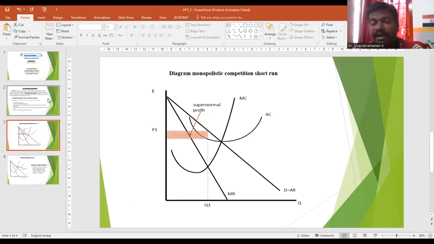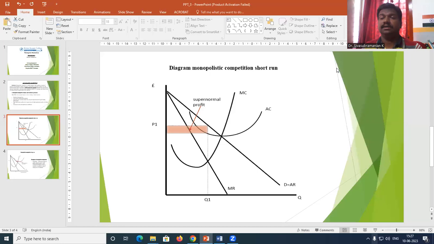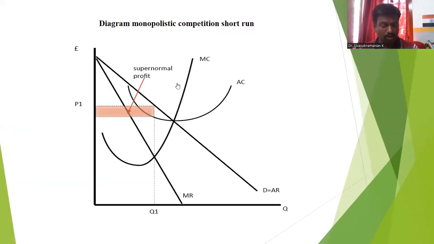Now, keeping in mind the definition and the characteristics of monopolistic competition, we are going to derive how a firm in monopolistic competition can make profit in the short run and long run. We have a diagram to represent monopolistic competition price and output determination. Now we have this diagrammatic representation of monopolistic competition.